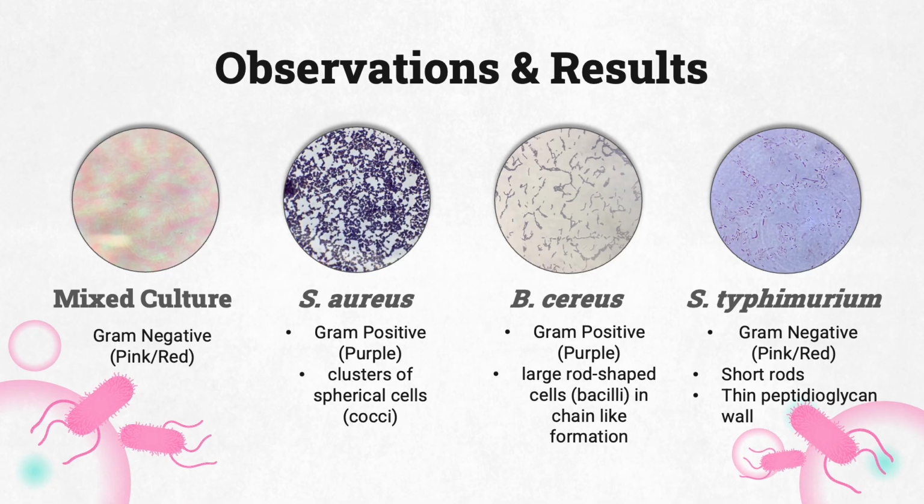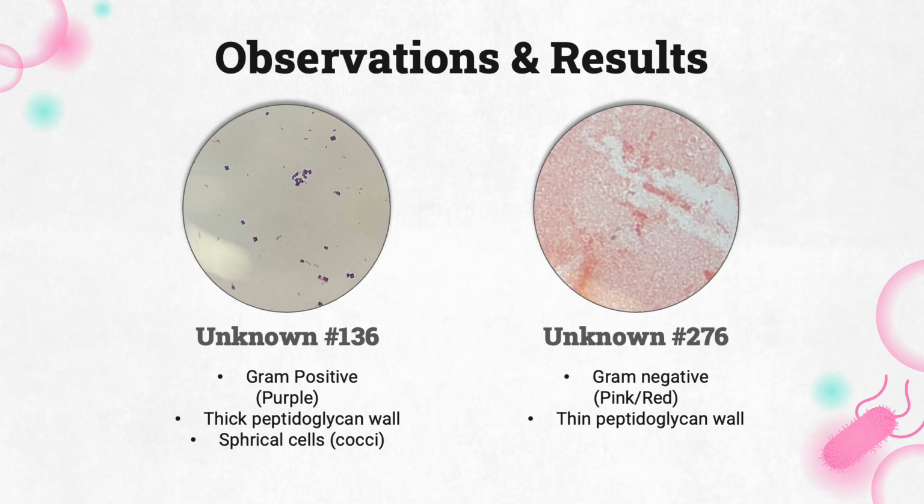Lastly, as for S. typhimurium, this was a gram negative stain, which meant that it had a thin peptidoglycan wall, hence the pinkish red color, and the cells were also short rods. For the results and observations of our unknowns, unknown 136 was a gram-positive staining, meaning that it had a thick peptidoglycan wall, and the cells were spherical, meaning that they were identified as cocci. As for unknown 276, this was gram-negative, hence the pinkish red color, meaning that there is a thin peptidoglycan wall.